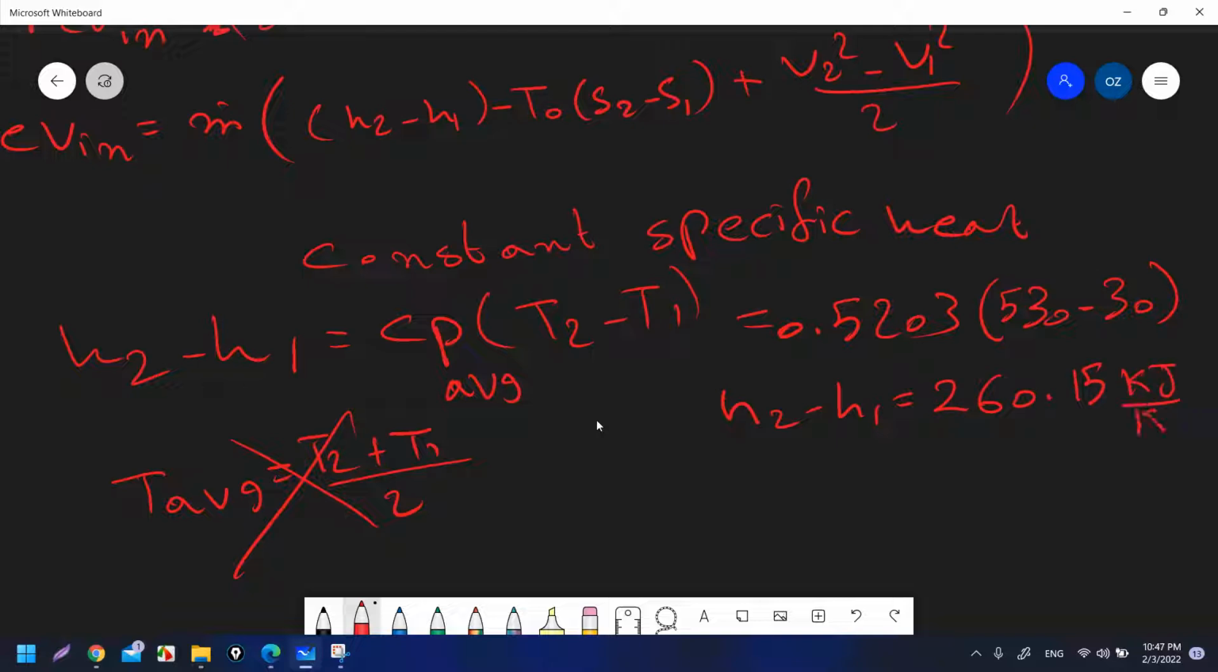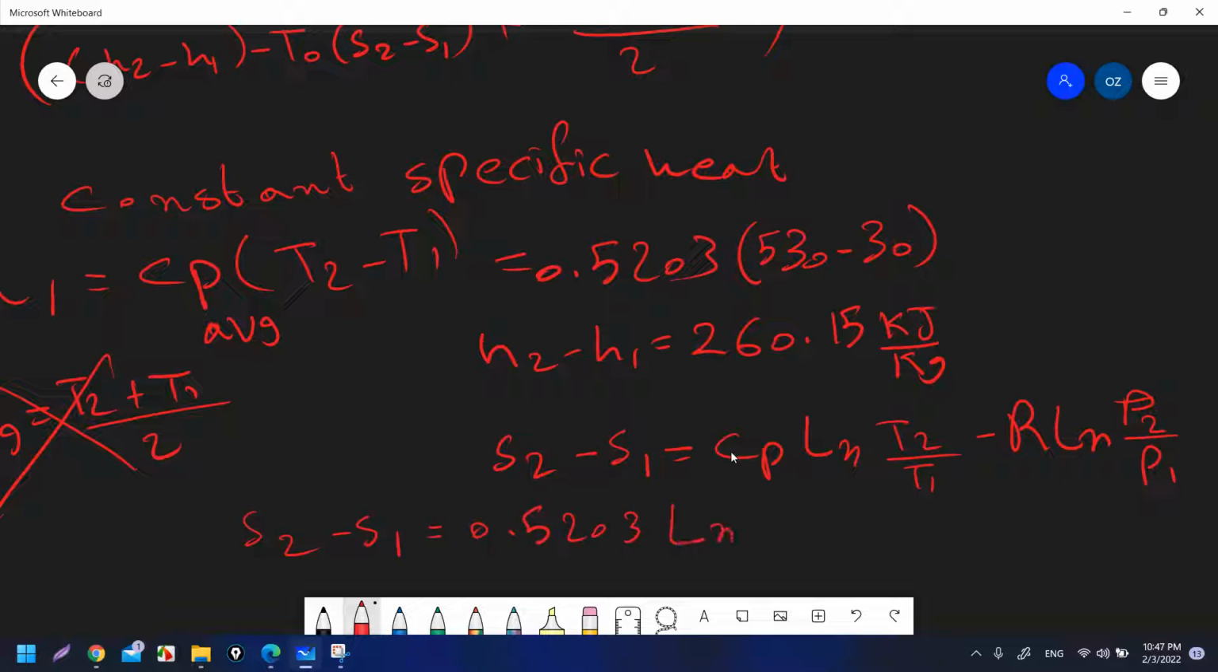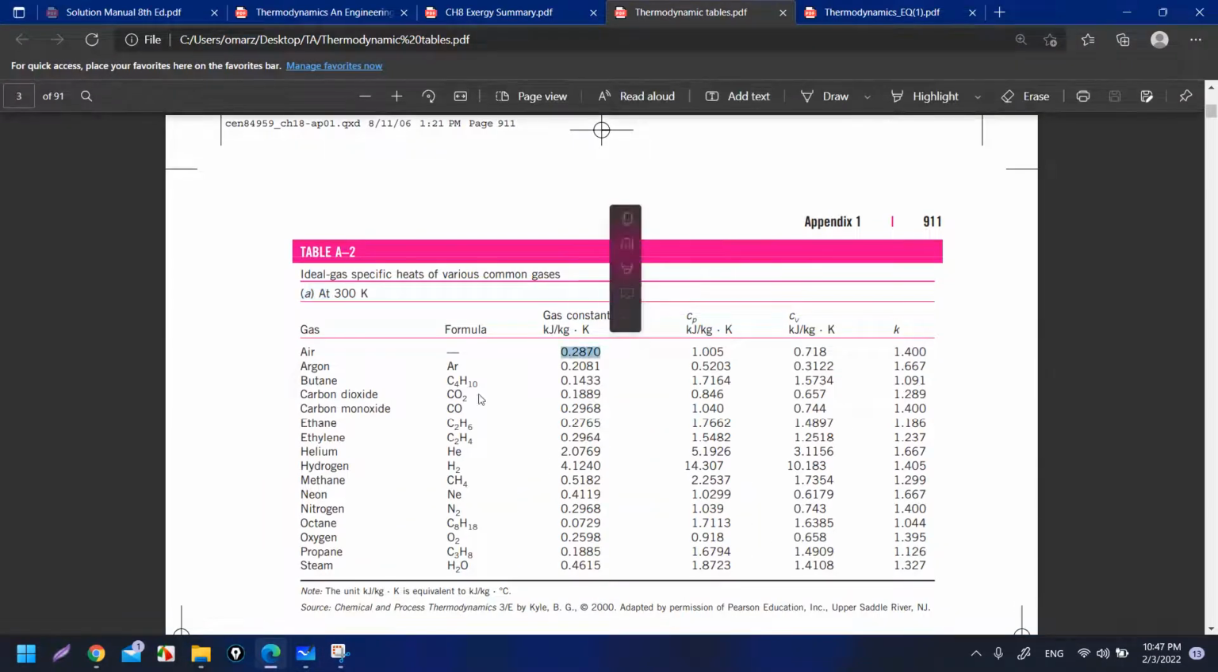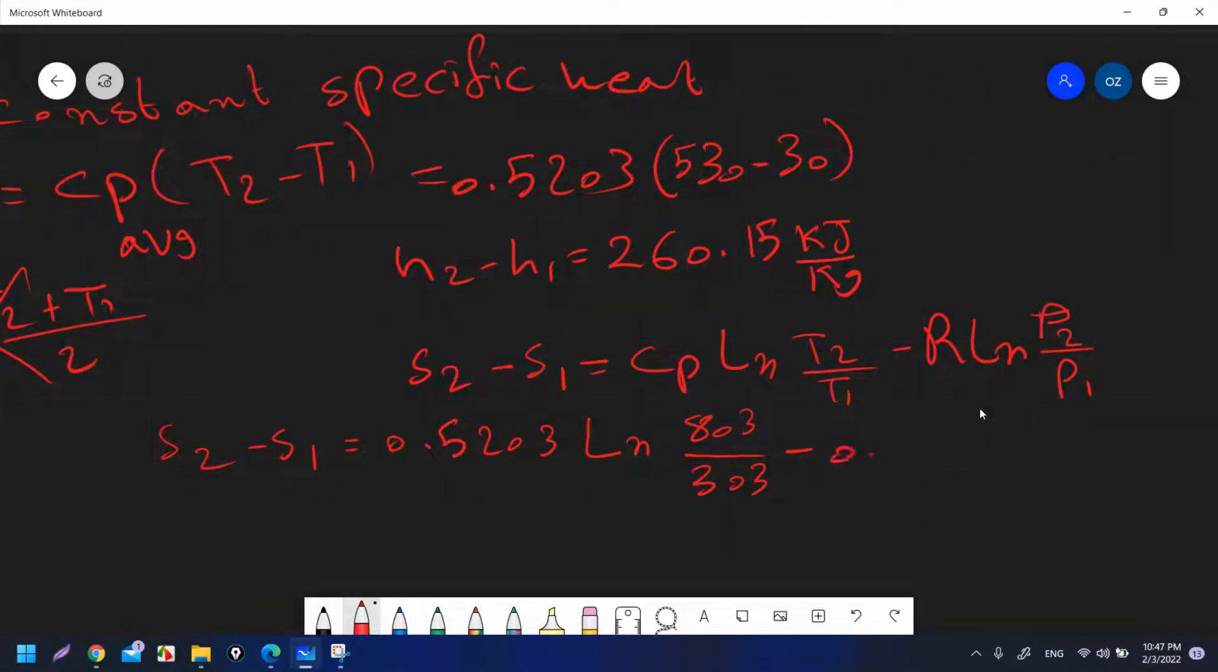This will give you H2 minus H1 equal to 260.15 kilojoule per kilogram. For S2 minus S1, you see that it's a constant specific heat, so I use the usual equation for constant specific heat. S2 minus S1 equals Cp ln T2 over T1 minus R ln P2 over P1, with R from table A1 or A2a. Cp is already known, 0.5203, ln of T2 over T1, which should be in Kelvin, so 803 over 303, minus R, 0.2081, ln P2 over P1. S2 minus S1 is equal to 0.02793 kilojoule per kilogram Kelvin.